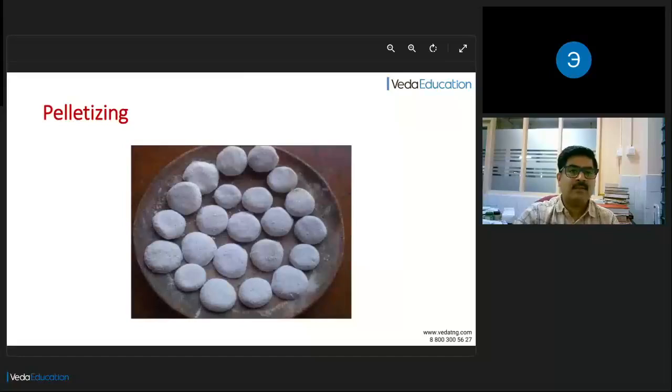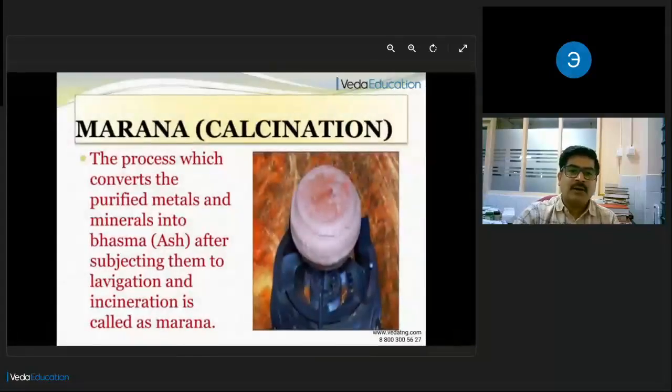Okay? Now this is marana or calcination or incineration, the process which converts the purified material and mineral into ash. After subjecting them to levitation and incineration, it is called marana. The process of making into ash is called marana.